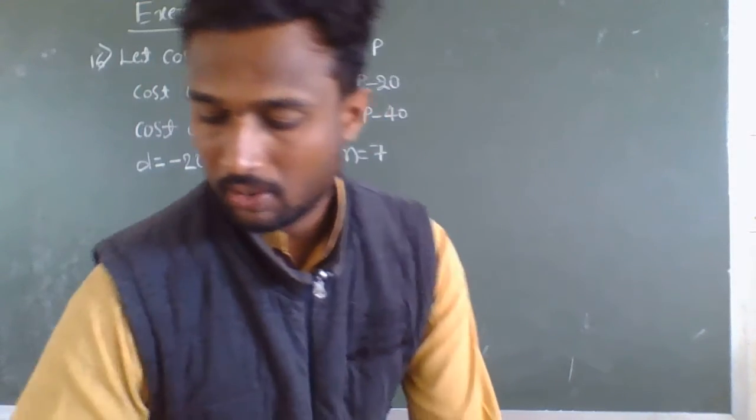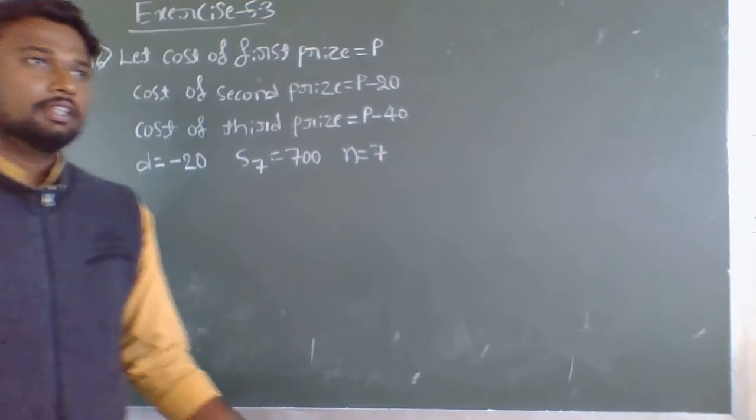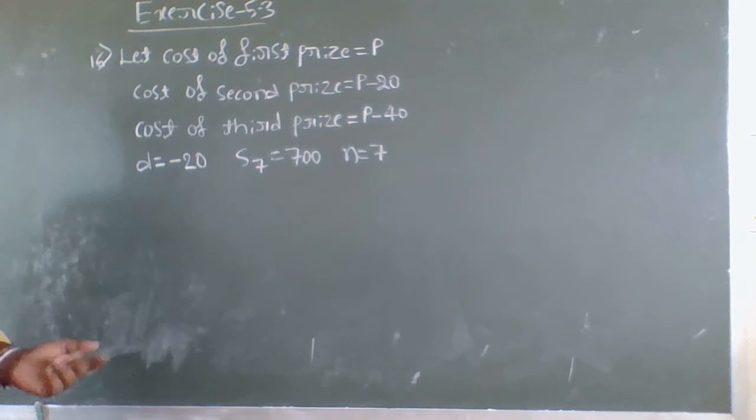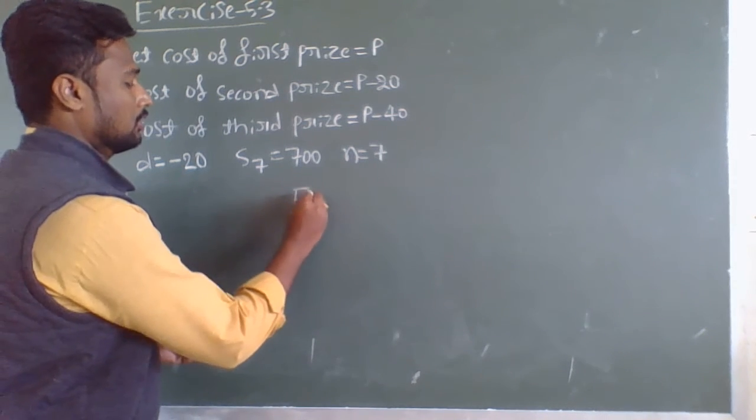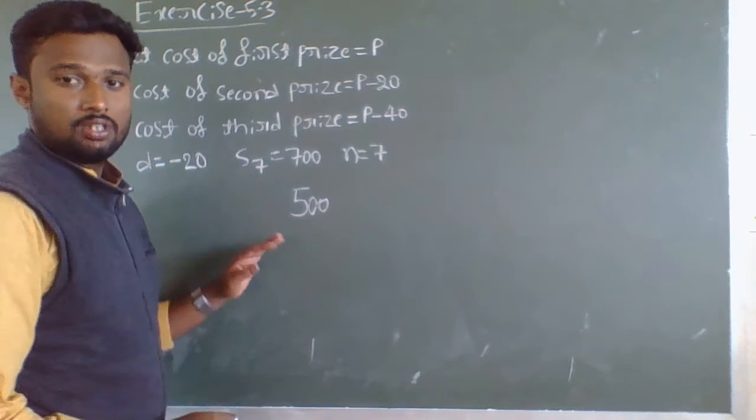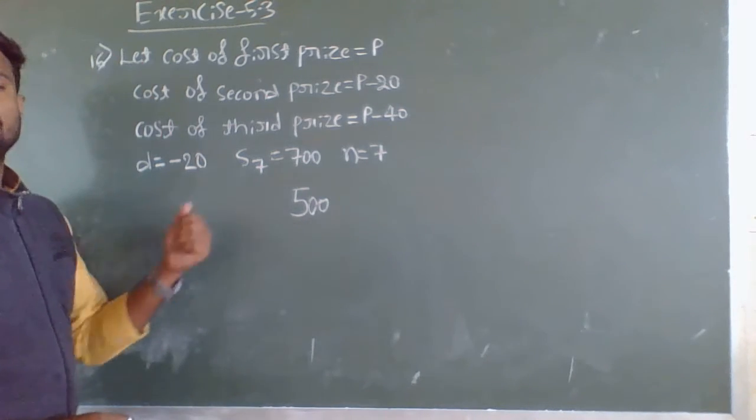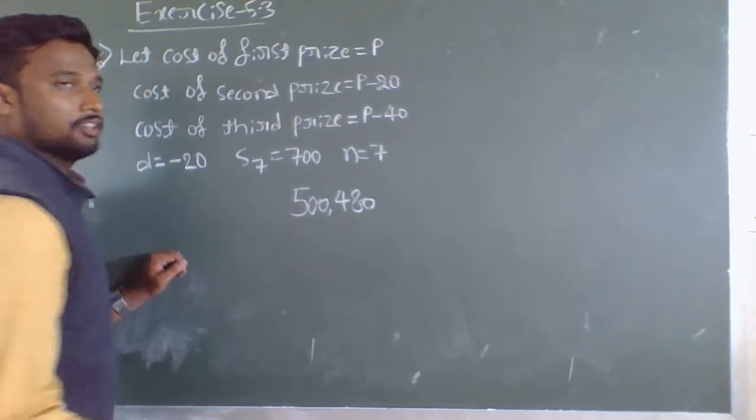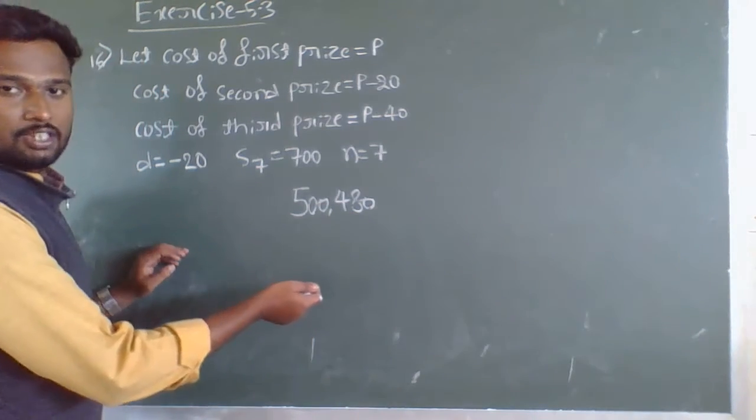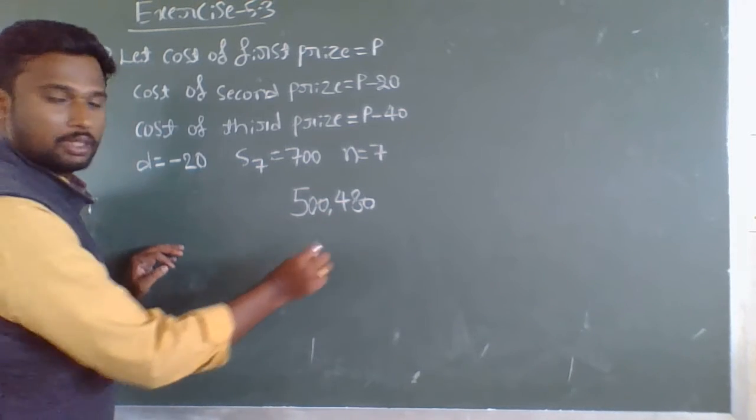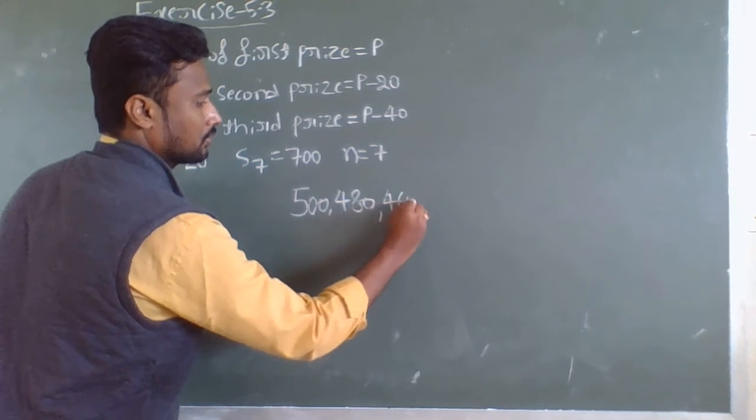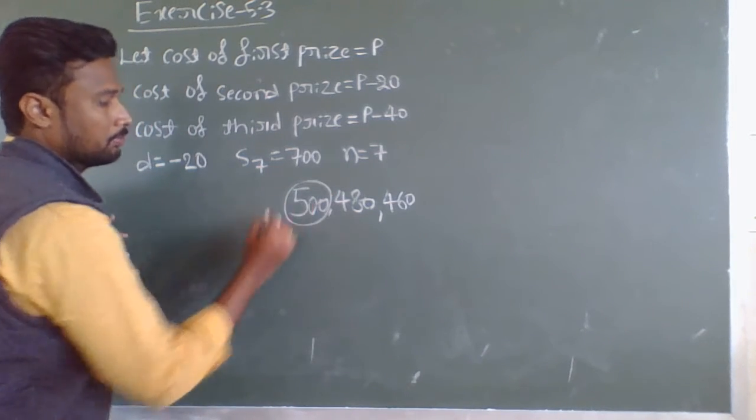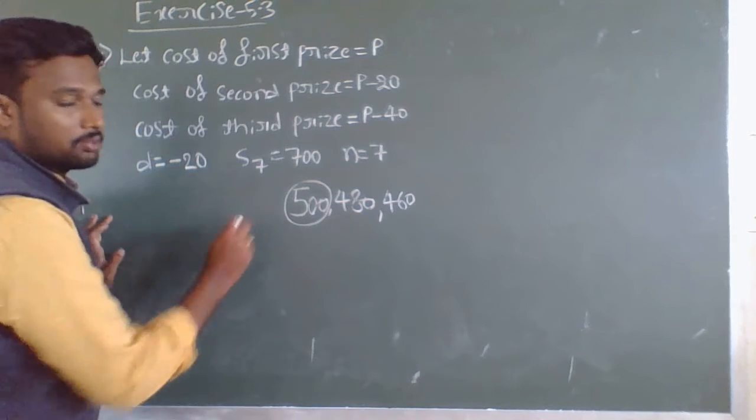Each prize is 20 rupees less than the preceding prize. Suppose, for example, consider the first prize is 500. This is for example. First prize is 500, then the next one will be 480 rupees. Right? They have given that it is 20 rupees less than the preceding one. Therefore next will be 480. Like this, next one is 460. So first we have to calculate the first term, that is the a value.